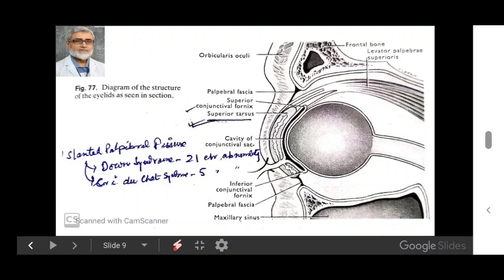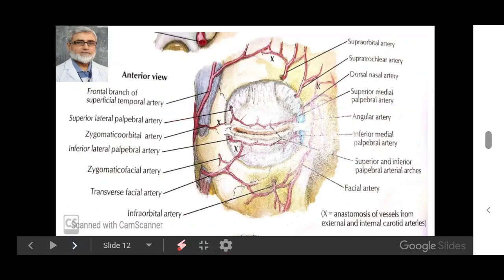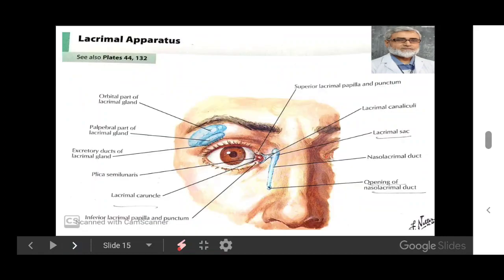Where is the sac situated? While dealing with the lacrimal gland and lacrimal apparatus, it is well mentioned. See here, it is the medial canthus of the eye and the lacrimal sac is situated here. This is the nasolacrimal duct. Both puncta, the upper and lower puncta, are here: the upper punctum and the lower punctum.